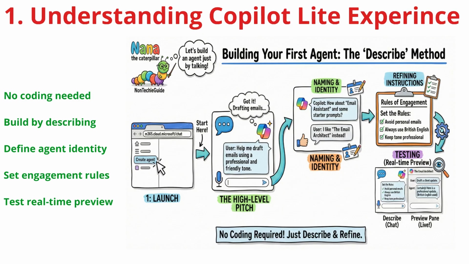Then establish the naming and identity. Copilot will suggest names, but you can overwrite them. Let's call this one the Email Architect. Now it's time for refining instructions. This is vital. You set the rules of engagement here, telling the agent to avoid personal emails or to always use British English. Finally, use the testing feature. As you describe your agent on the left, the real-time preview pane on the right lets you chat with it immediately to make sure it follows your new rules perfectly.